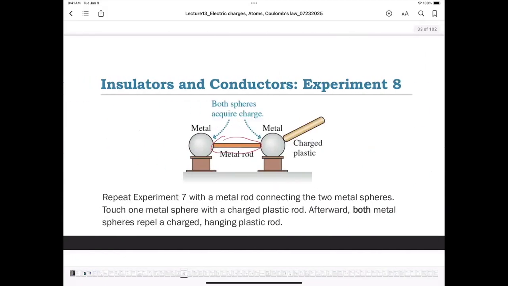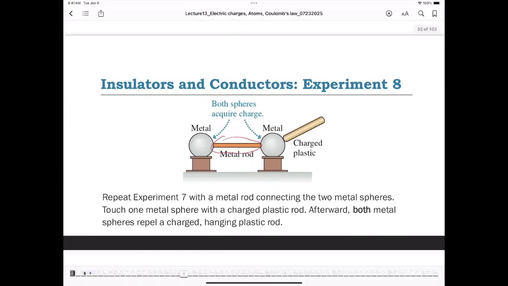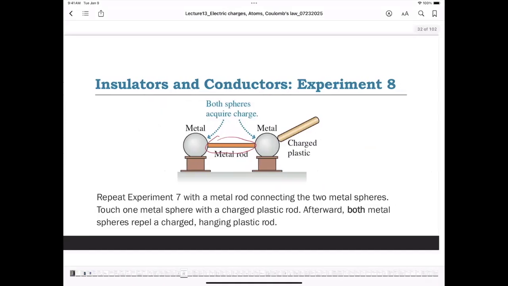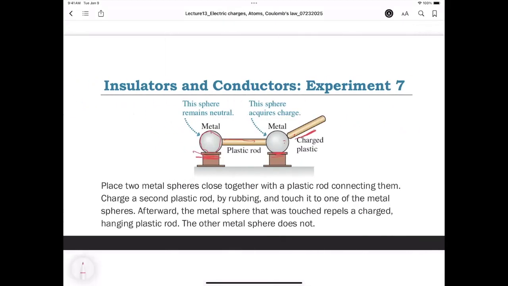You can see, if you connect those two metal spheres with a metal rod, when you charge this metal sphere, this metal rod will also be charged, and then the other metal sphere also will be charged, because the metal rod is a conductor. But the plastic rod is an insulator. When you charge this metal sphere, this plastic rod will not be charged.